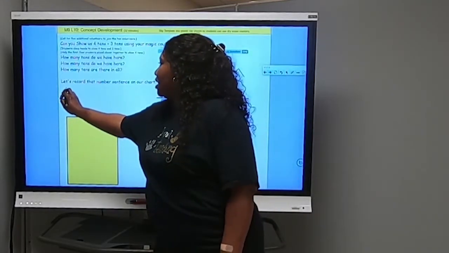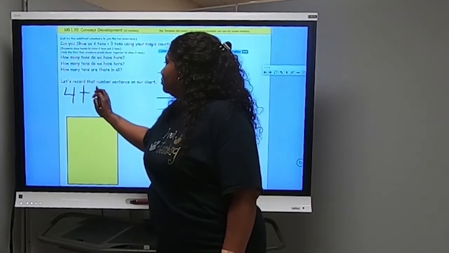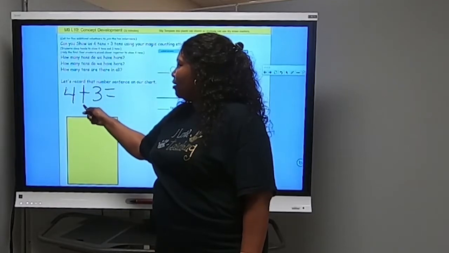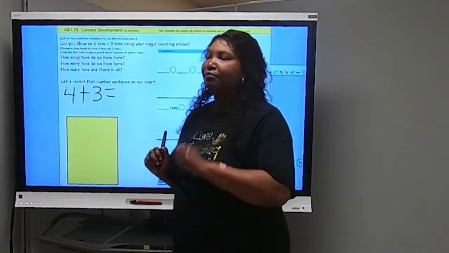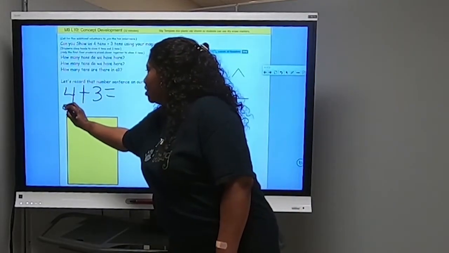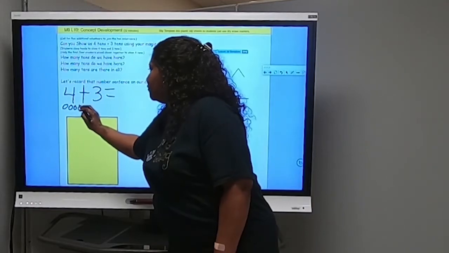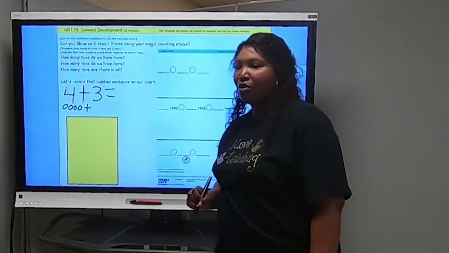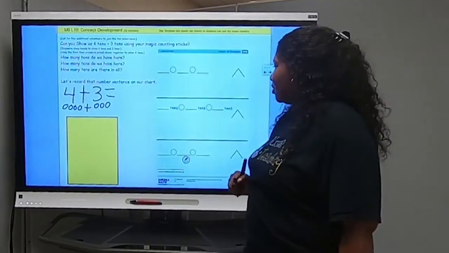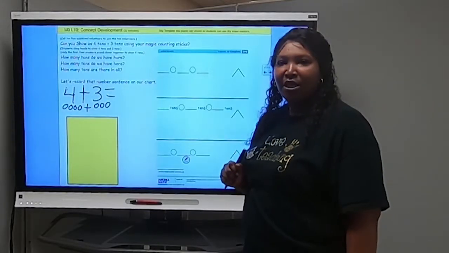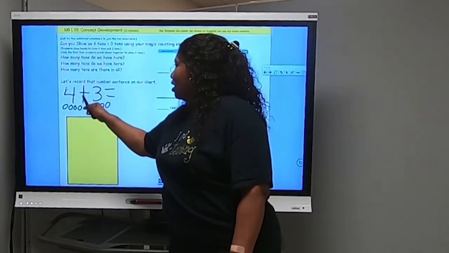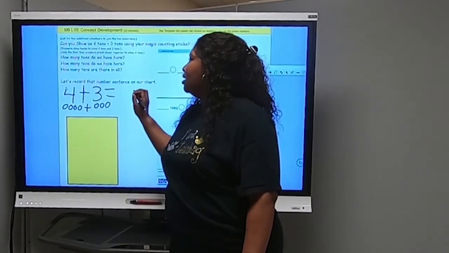Going to record a number sentence. Okay. This reads 4 plus 3 equal, okay? 4 plus 3. Let me draw 1, 2, 3, 4. That's going to represent that number 4. And let me draw 1, 2, 3. That's going to represent the number 3, okay? So, read it with me with the answer, please. Thank you. 4 plus 3 equal 7.